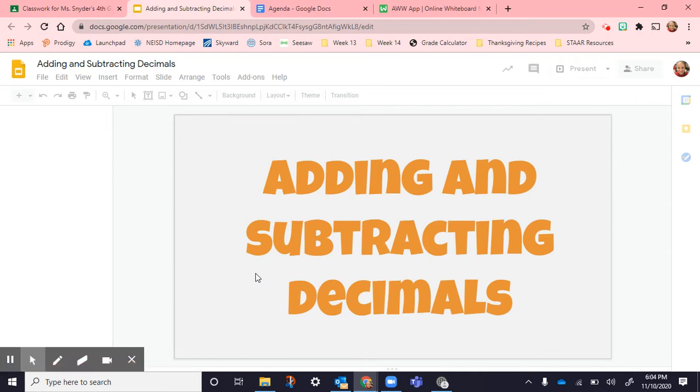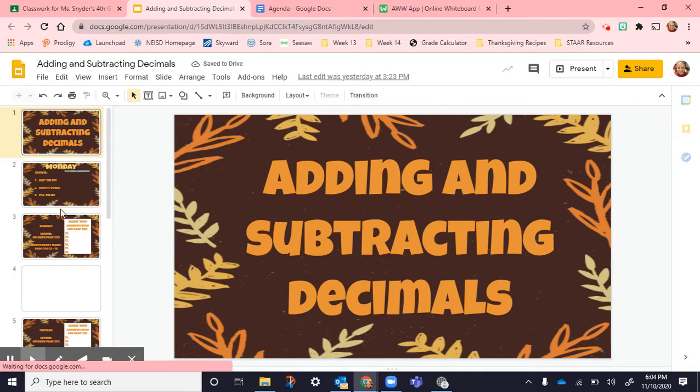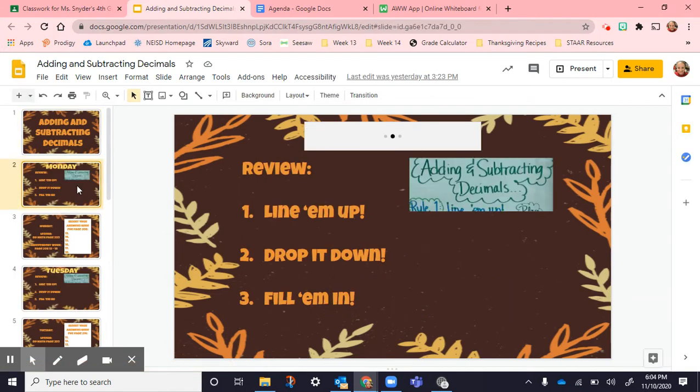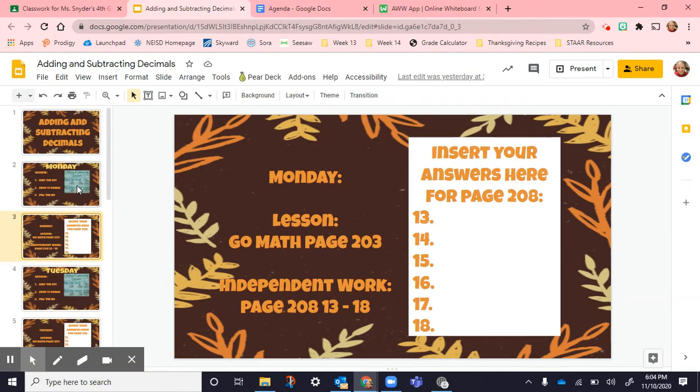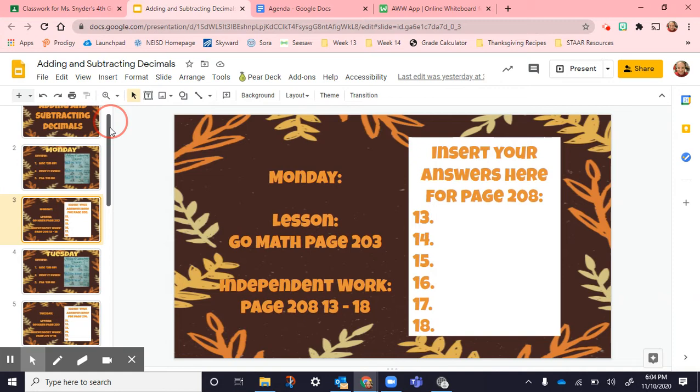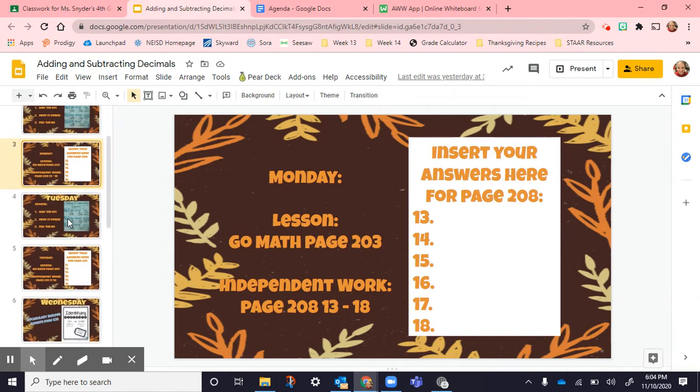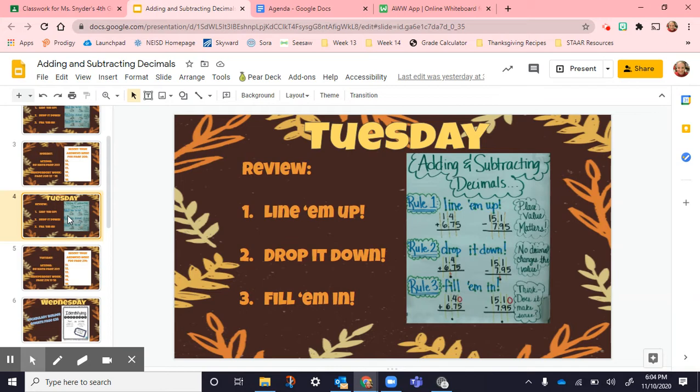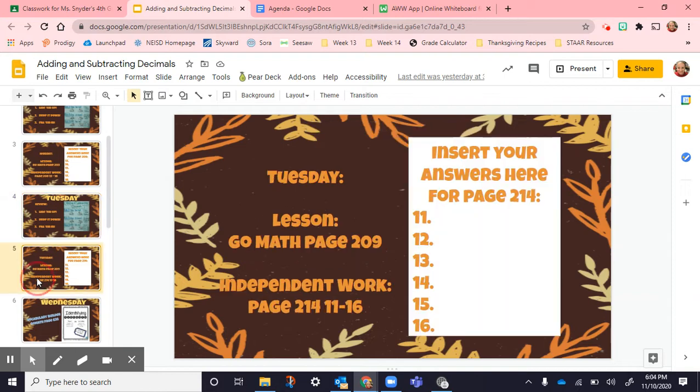So in this assignment so far, yesterday we did the addition, so page 3 should be completed. I graded it, so there is a private comment on the assignment if you need to check anything. Then today we started with page 4. This is on adding and subtracting decimals. Again, same rules apply. You're going to line them up, drop down that decimal, and fill in any open spots.